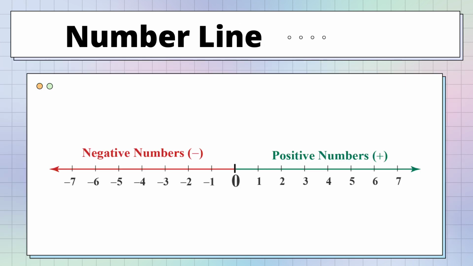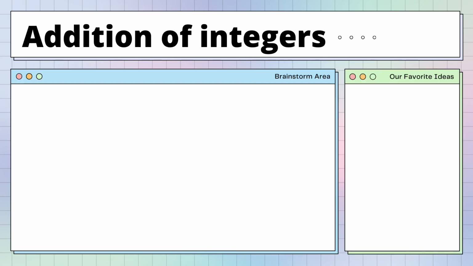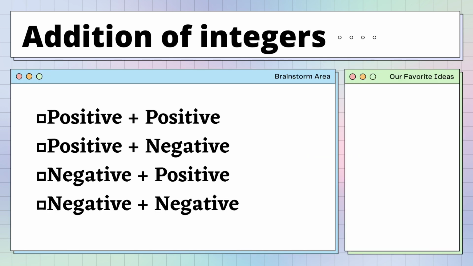Talking about integers, you will encounter the term number line, and this is a numbered line. On the right side of 0, you can locate the positive numbers, and on its left side are the negative numbers. Now, let's talk about the addition of integers. Here are different ways of adding integers: positive plus positive, positive plus negative, negative plus positive, and negative plus negative.